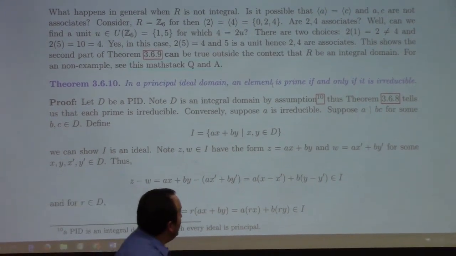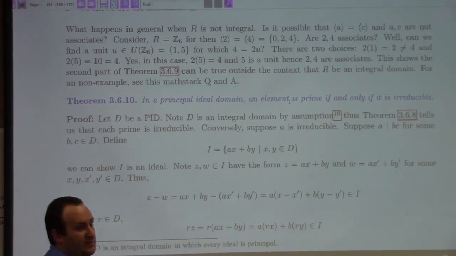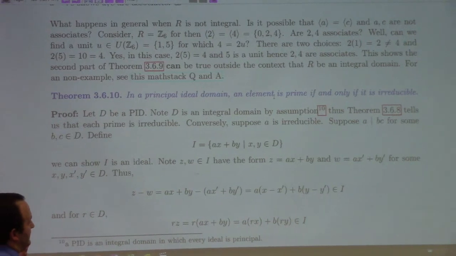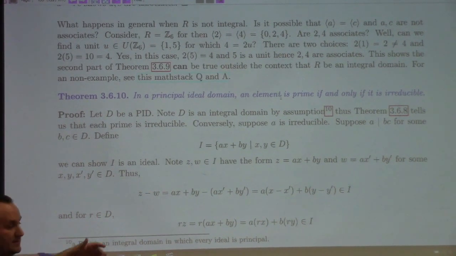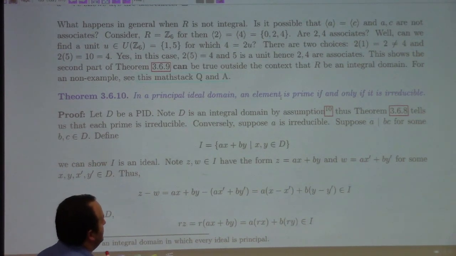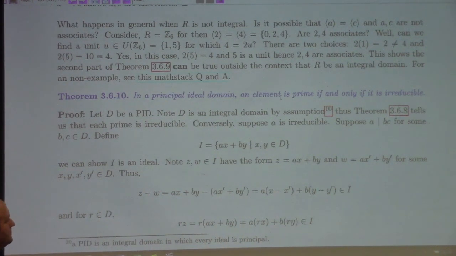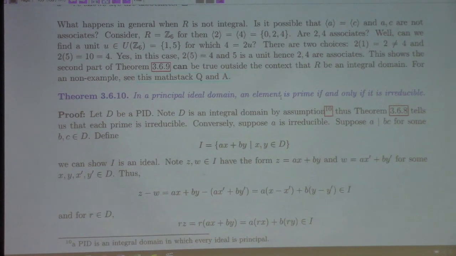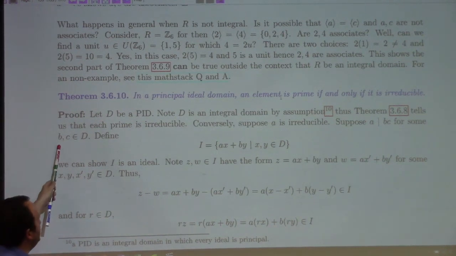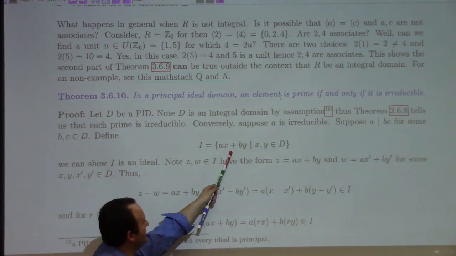In a principal ideal domain, an element is prime if and only if it's irreducible. We just proved one of the directions here. We just proved that prime implies irreducible, right? Conversely, suppose that a is irreducible, all right? And we want to show it's prime. So suppose a divides bc for some b and c in the domain. We define this ideal, which is ax plus by.